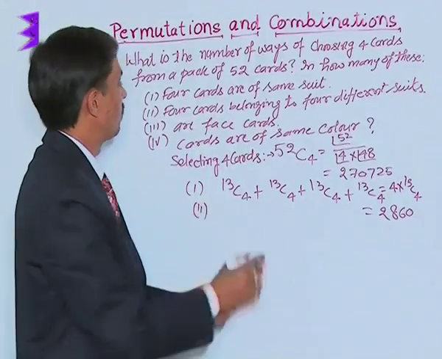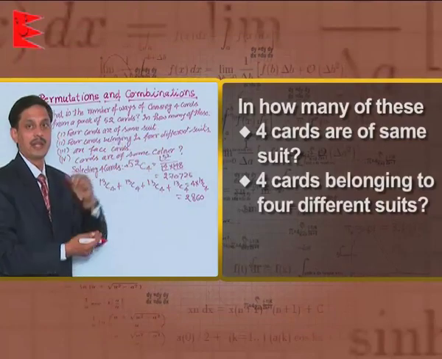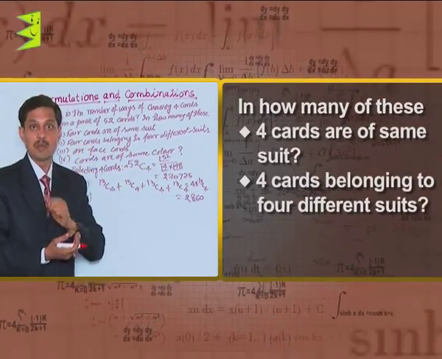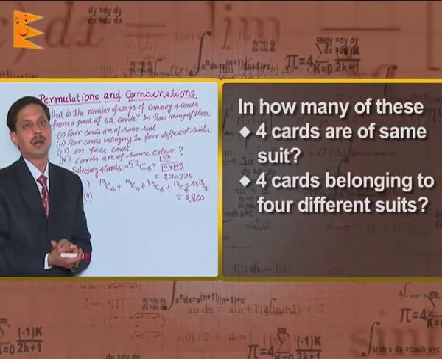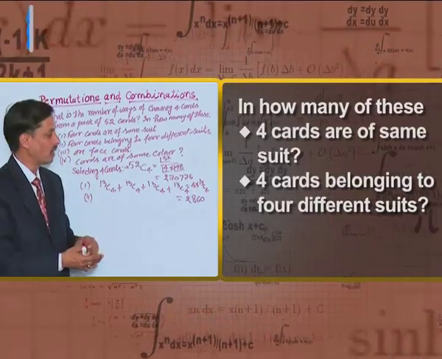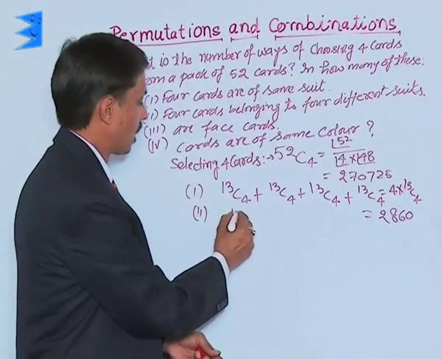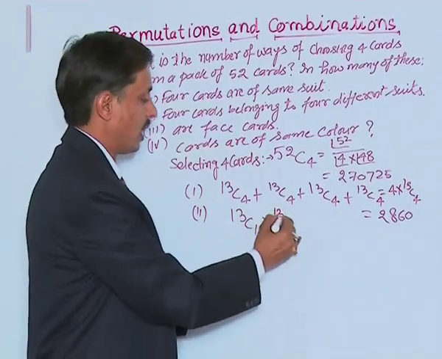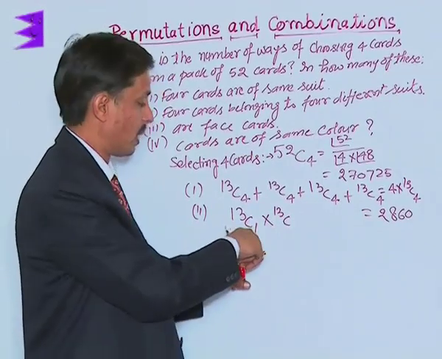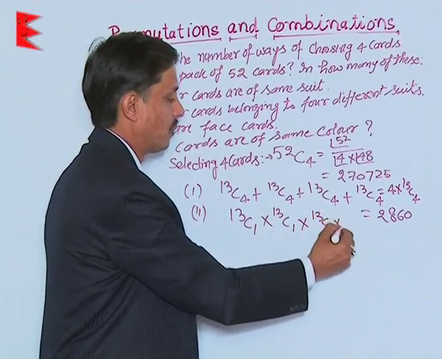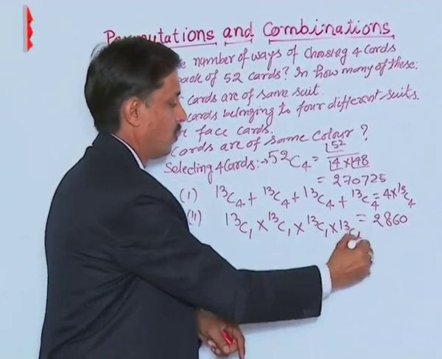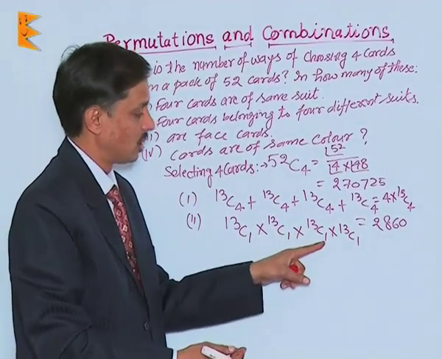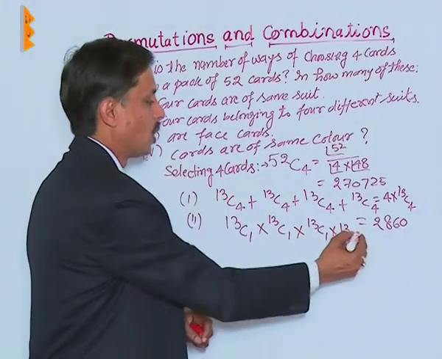After simplification the answer of this part will be 2860. If I go to solve the second part, 4 cards belonging to 4 different suits, it means one card is from the diamond, one is from heart, one is spade, and one card is from the last, our club. So one card 13C1, one from heart, and we are using multiplication. There are 4 suits: first from first, second from another, third from a different one, and fourth from the last.